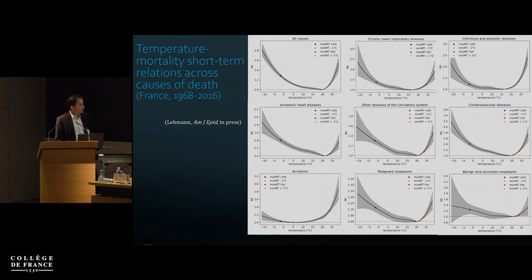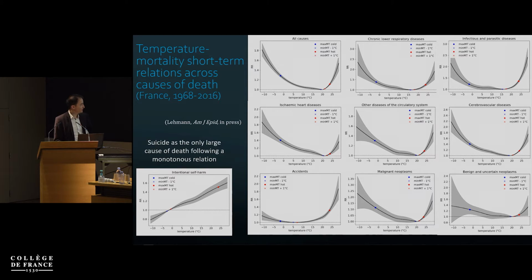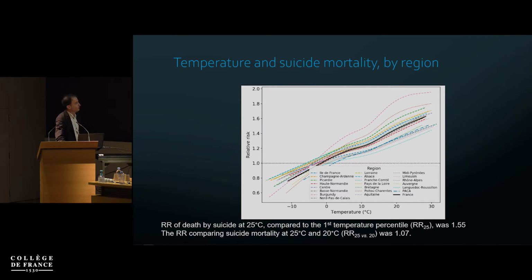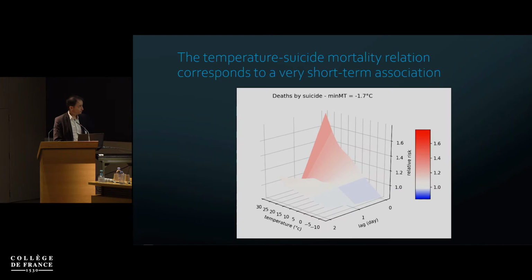In the case of mortality by suicide, the association corresponded to a monotonic one with no evidence of an increase in the mortality at the low values of temperature. This monotonous association with mortality by suicide was very consistent across all French regions, as shown here, and it was mostly explained by a very short-term association.